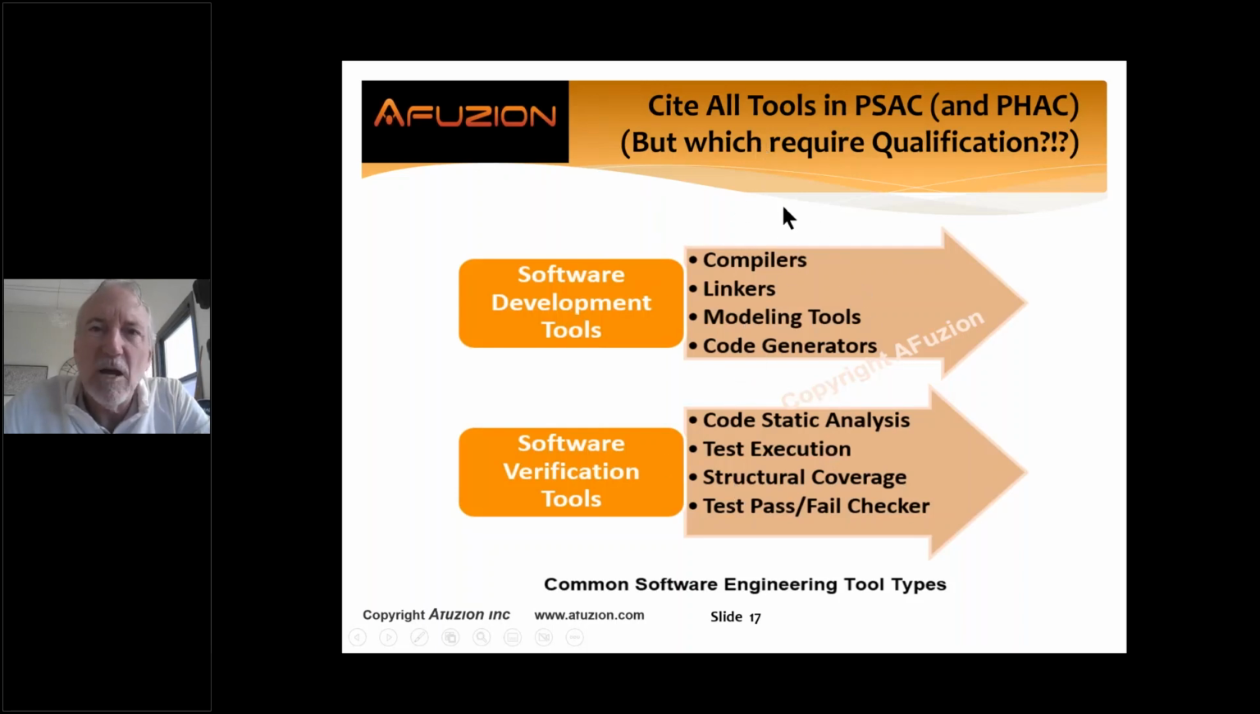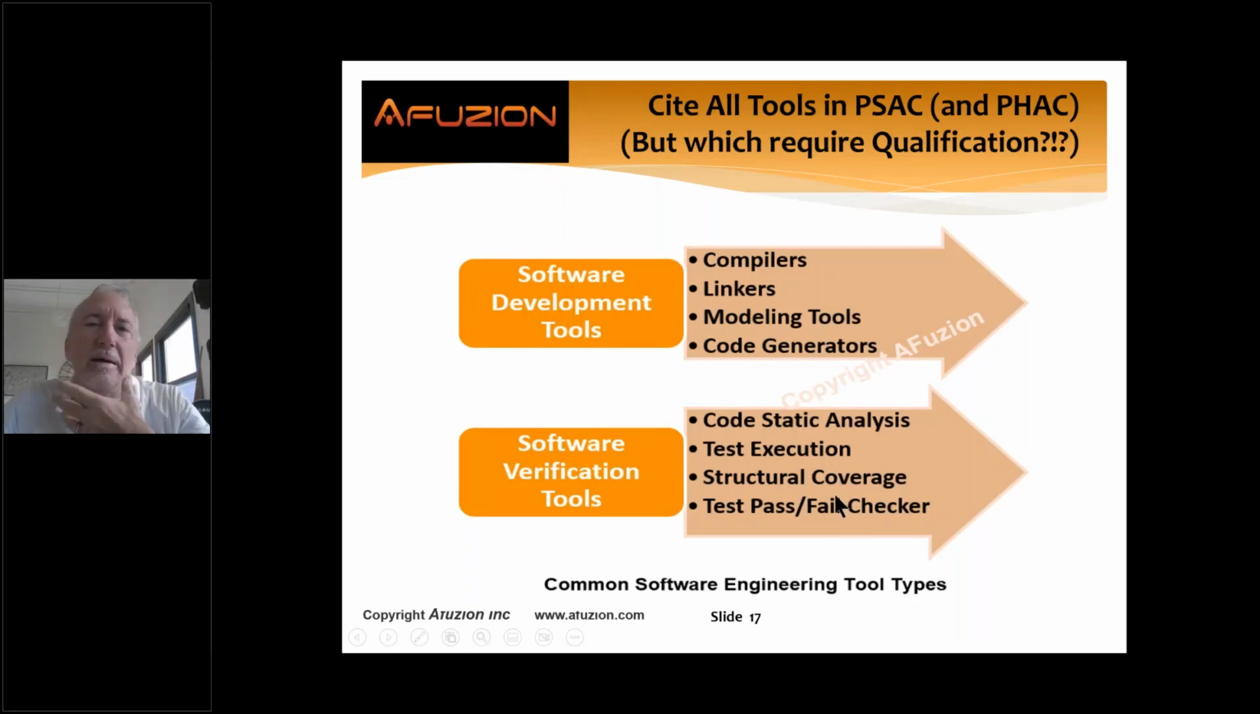These are criteria 1, what we used to call development tools. They could insert a defect. Yeah, compiler, linker, modeling, code generators. Now, these are criteria 3 tools: static analysis, test execution, Jenkins, structural coverage assessment, test checker, test pass fail. These cannot cause a defect. They can fail to detect a defect.